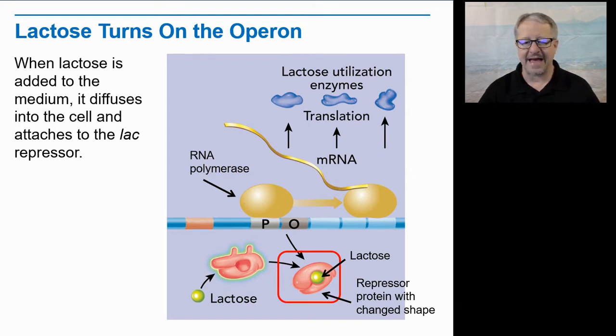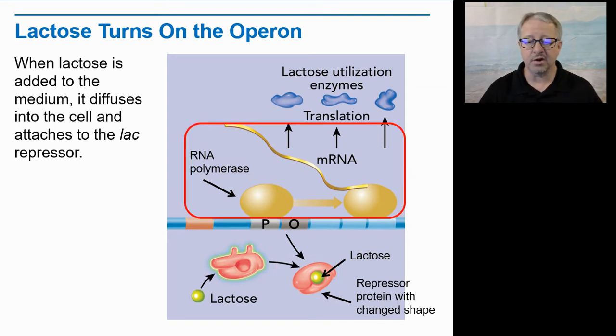When lactose is added to the medium, it diffuses into the cell and attaches to the Lac repressor. This changes the shape of the repressor protein in a way that causes it to fall off the operator. Now, with the repressor no longer bound to the O site, RNA polymerase can bind to the promoter and transcribe the genes of the operon.